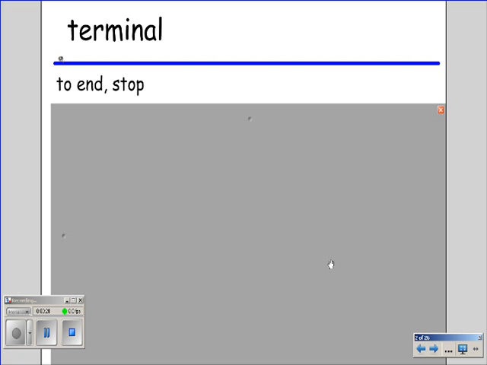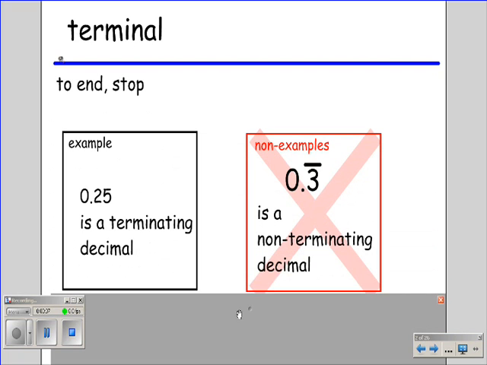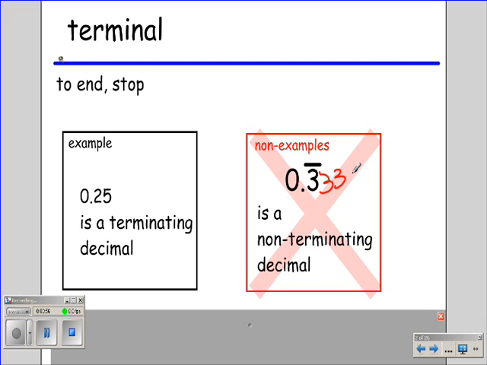To begin with, we have some definitions we'd like to discuss. First one being the word terminal, which means to end or stop. An example of a terminal number would be 0.25. It's a terminating decimal because it ends. Non-example is 0.3 with a bar over the top, which means that it is repeating. It will continue on, so I could write it as 3, 3, 3, dot, dot, dot. You might remember the dot, dot, dot from the previous lesson, meaning that it continues on forever. This is an example of a non-terminating decimal.